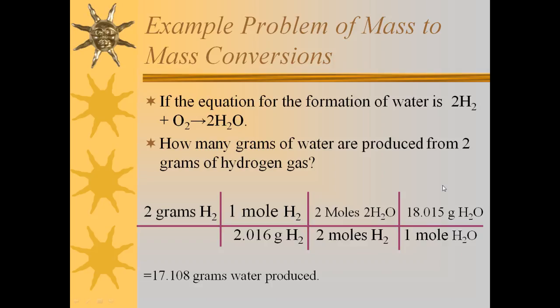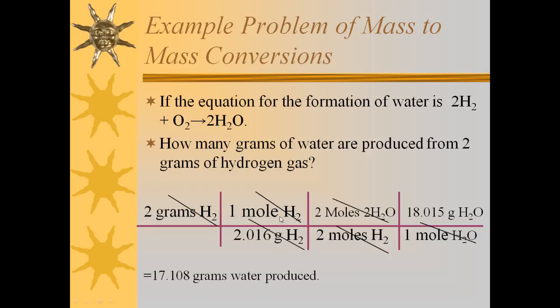Then I'm going to use the molar mass of water to convert to grams of water. In this case, I put the mole on the bottom and the grams on the top. I multiply and divide so you can see that my units are canceling. Grams of H2 divided by grams of H2 cancel. Moles of H2 divided by moles of H2 cancel. Moles of H2O divided by moles of H2O cancel. So now I'm left with grams of H2O, which is what it's asking me to find.